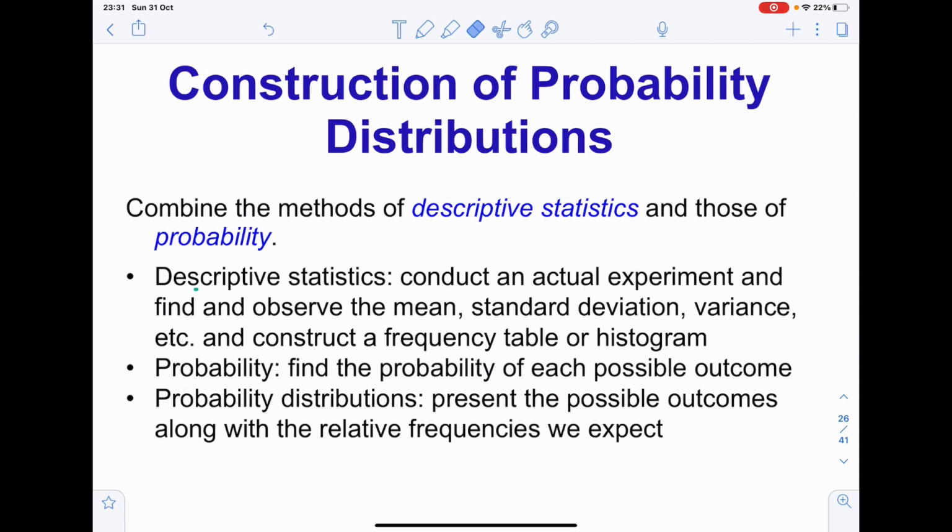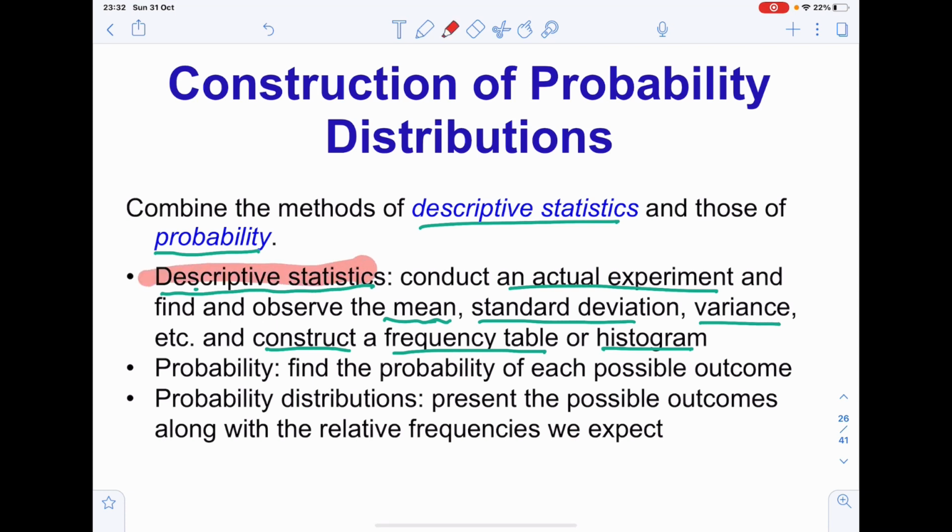Construction of probability distribution. We combine the method of descriptive statistics and those of probability. يعني راح ندمج بين ال descriptive statistics okay اللي هو الإحصاء الوصفي وبين ال probability. What is the descriptive statistics? Descriptive statistics اللي هو الإحصاء الوصفي يدخل ضمنه إيش؟ Conduct an actual experiment and find and observe the mean. إذا تعملي experiment وبعدين تلاحظي المين أو تحسبي المين اللي هو المتوسط الحسابي، standard deviation، variance وكل هذه القيم. وبرضو ممكن construct frequency table، histogram، أي نوع من الجرافات. إذا كل هذه العملية تدخل ضمن الإحصاء الوصفي أو descriptive statistics.